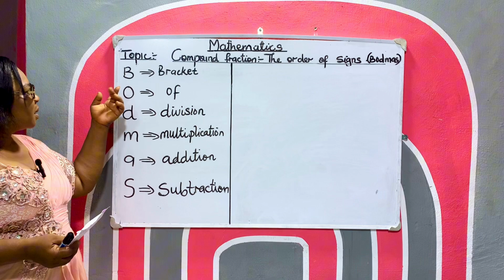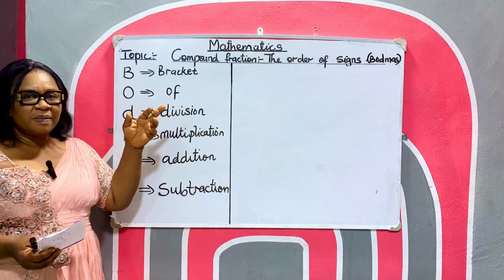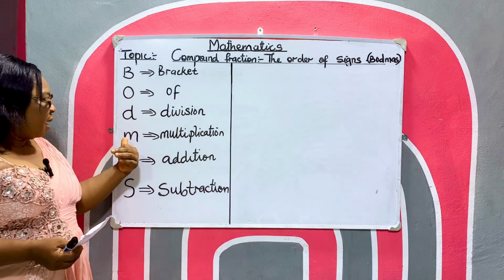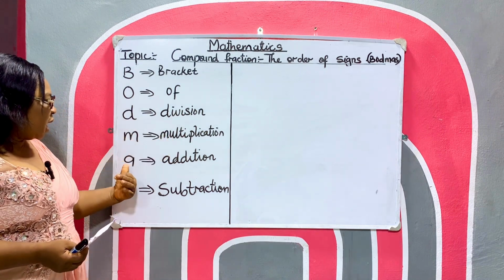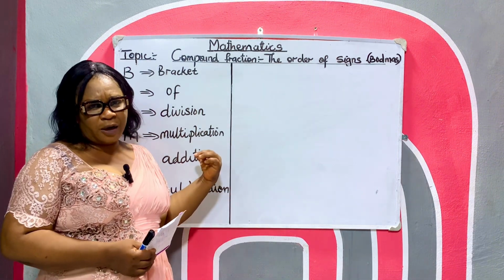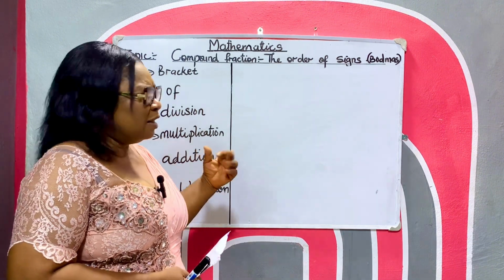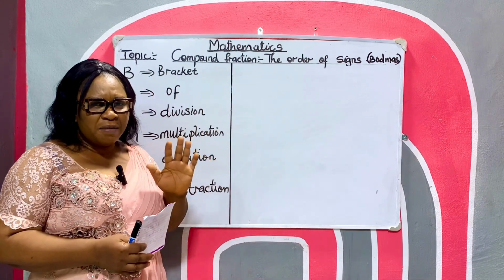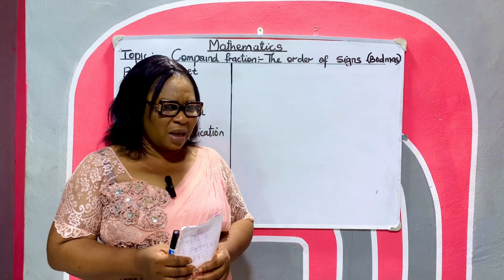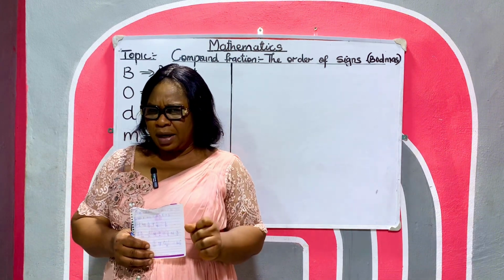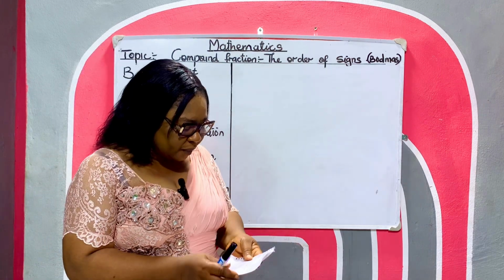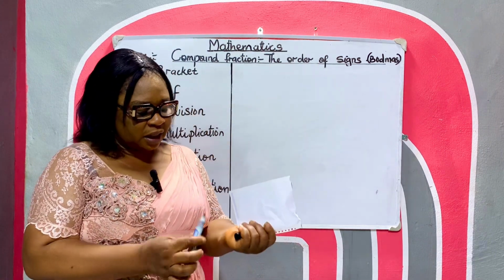BODMAS is B for bracket, O for of, D for division, M for multiplication, A for addition, S for subtraction. This is the order. We call it order of operation. This is the order you will follow when you see a mathematics statement that combines all these mathematics signs together. Immediately you see them combined, you have to apply BODMAS.